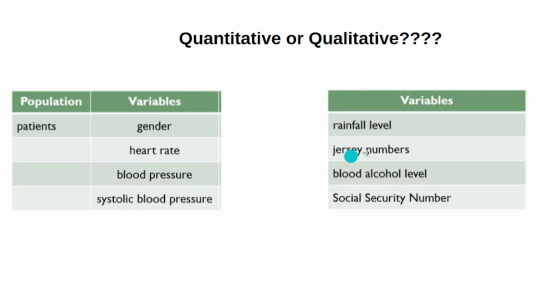quantitative data. Jersey number, which is used to identify a particular player, is said to be qualitative data. The blood alcohol level, which is measurable, is quantitative data. The social security number, which is an identity of an individual, represents qualitative data.